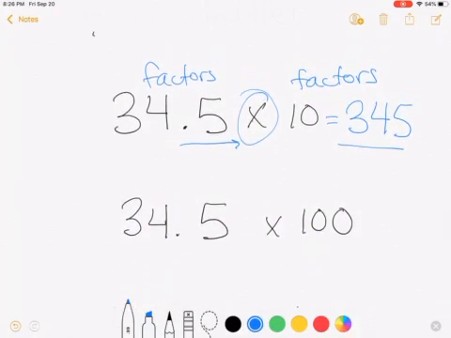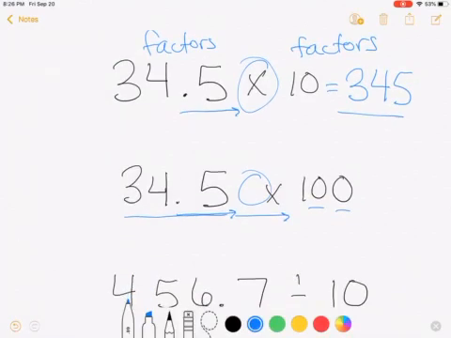So when we multiply 34 and 5/10 by 100, we have 2 zeros, so we know it's going to get 100 times larger. So that's 10 times. And then we add another place value. We don't have anything here, so we just add a 0. So we're going to rewrite our product as 3,450.